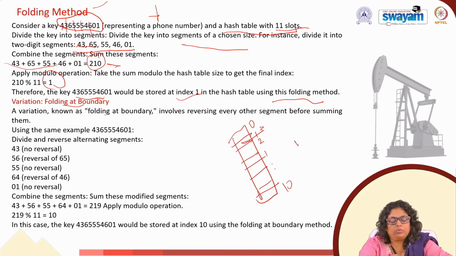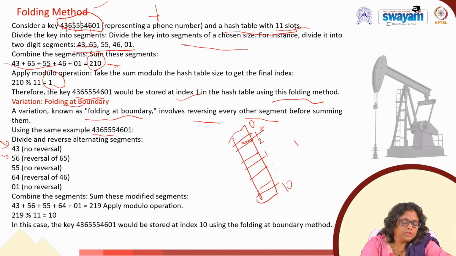A variation known as folding at the boundary involves reversing every other segment before summing them. So the same phone number we took, divide and reverse alternating segments. This is 43. Here, start with no reversal, then the second is reversed, so this number 56 will turn into 65. Then again no reversal, then again reverse. Like that we will proceed. Then we sum this up: the ones which are not reversed and the alternate ones which are reversed.